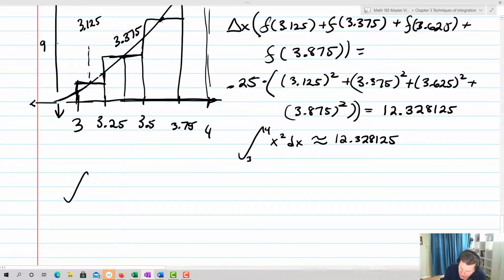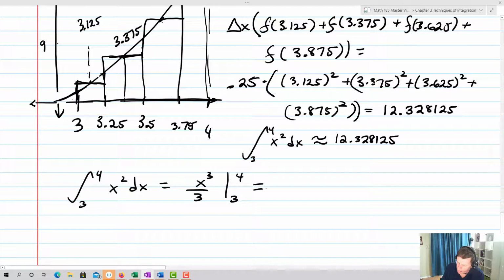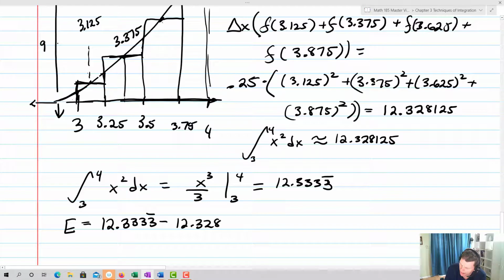We do know how to actually integrate this. The integral from 3 to 4 of x squared dx is going to end up equaling x cubed over 3, evaluated from 3 to 4. And this ends up equaling, or pretty close to equaling, 12.3333 repeating. And so you notice now we have this error here. The error is going to end up equaling the actual value, 12.3333 repeating, minus 12.328125.